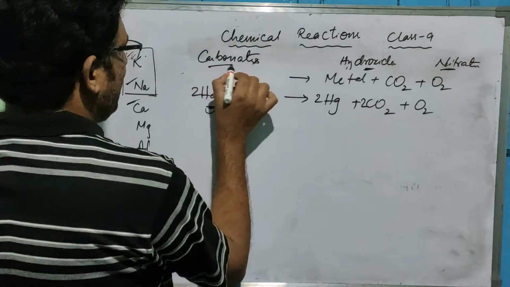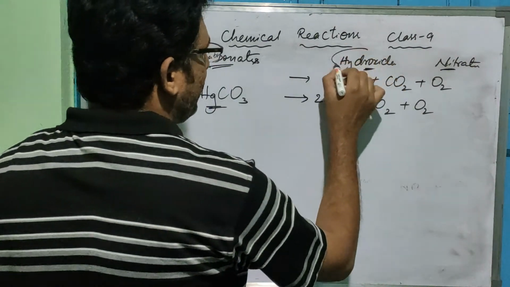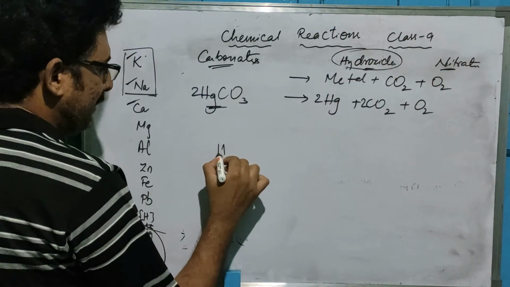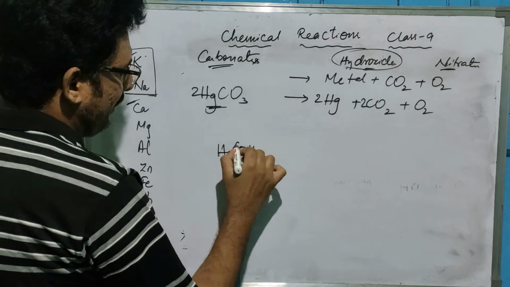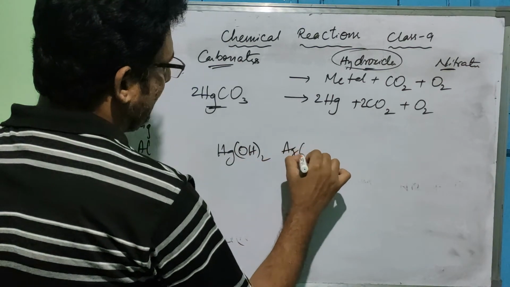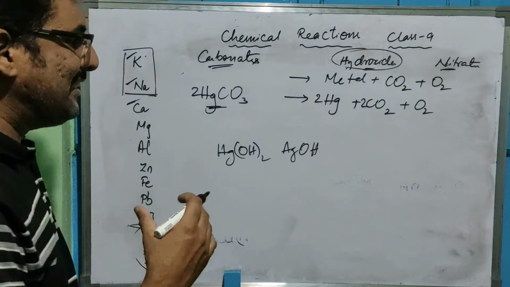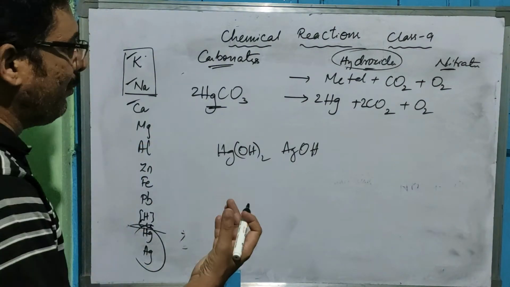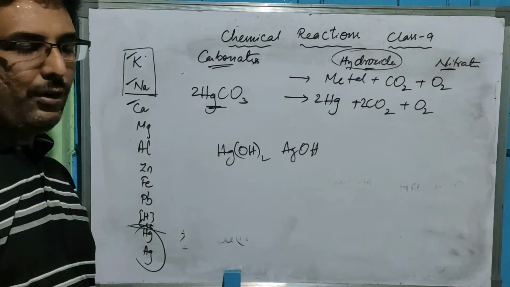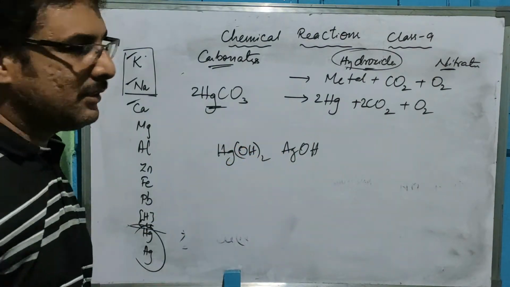Okay, so this is about the carbonates. Now let's take hydroxides of these two. These hydroxides, mercury hydroxide and silver hydroxide, are rarely formed, and they are unstable. So hence we don't discuss the thermal decomposition of these two hydroxides.